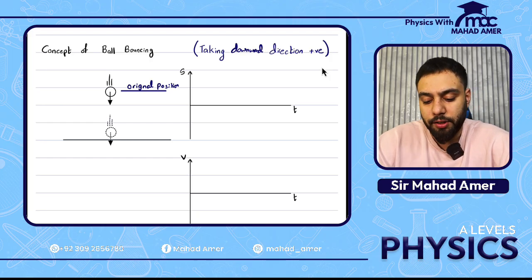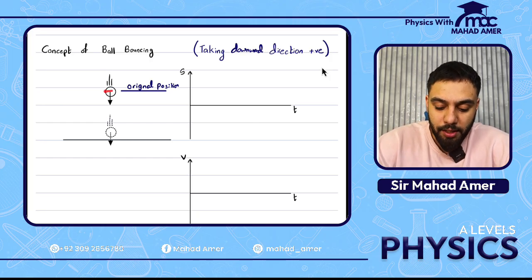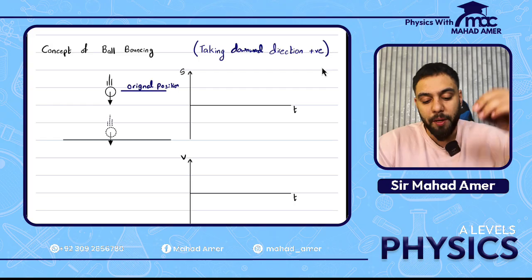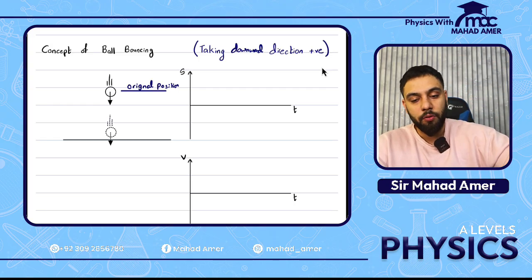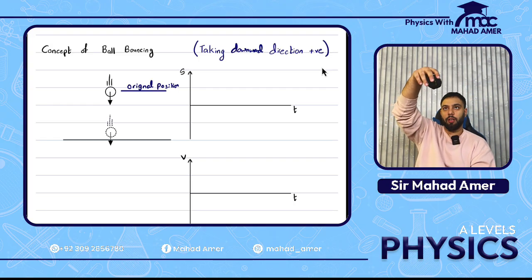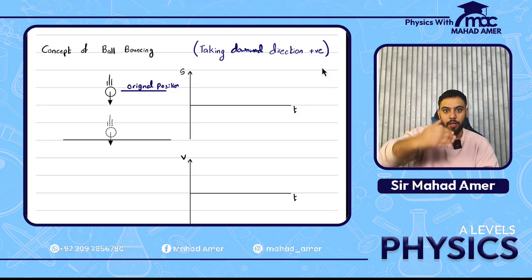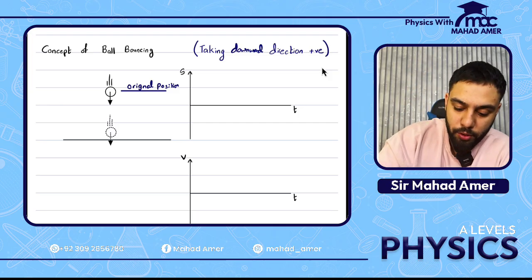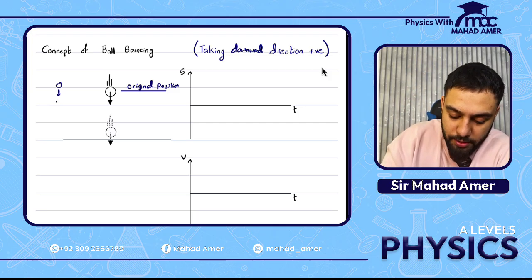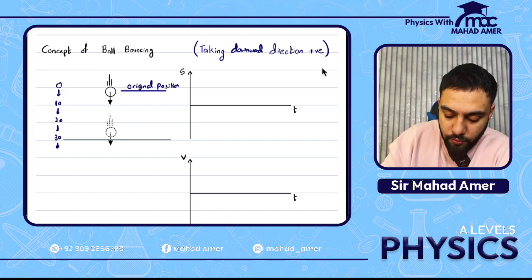So since the downward direction is positive, the object starts from rest. I'm just dropping a ball, like this, and eventually it would gain speed. So it would start from 0, then gain 10, 20, 30, 40.